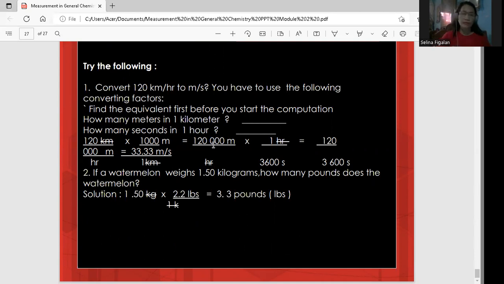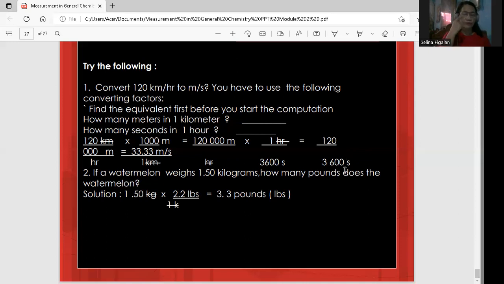If you use the ladder, that is 120, then add three zeros because it stepped three times. Then you multiply, because what is wanted is seconds, so you convert the hour into seconds. 1 hour is equal to 60 minutes, then 1 minute is equal to 60 seconds. That is equal to 3,600 seconds, because you have to multiply 60 times 60.